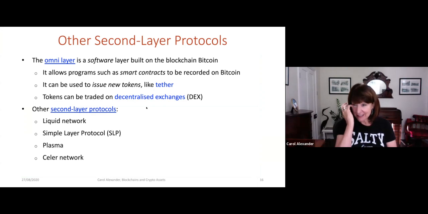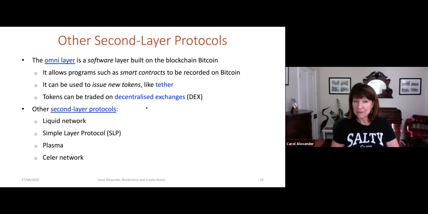So there are other second layer protocols. The Omni layer is an important one. So this allows programs like smart contracts to be recorded on Bitcoin. We'll find out much more about smart contracts in the next topic. Also, new tokens can be issued on the Bitcoin network using the Omni layer.